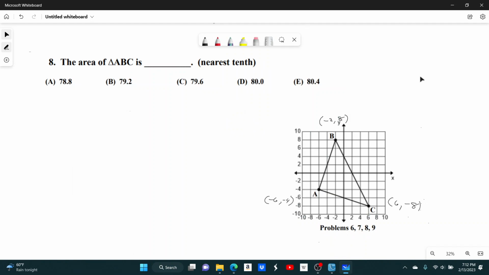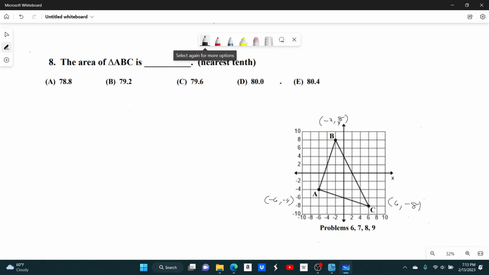Number 8. The area of triangle ABC is what? So this is the same triangle we've been using for the past two problems, but if you haven't been caught up, we have this triangle plotted on the coordinate plane. Point A is at -6, -4. Point B is at -2, 8, and point C is at 6, -8. And we just have to find the area.